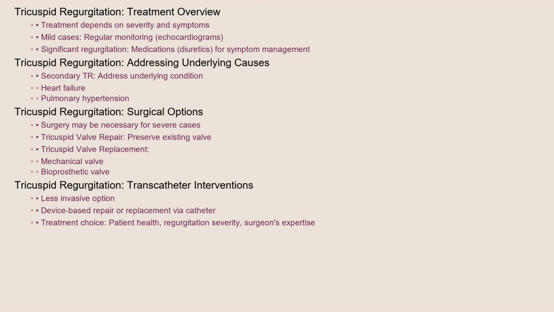If the tricuspid regurgitation is secondary to another condition, such as heart failure or pulmonary hypertension, addressing the underlying condition is crucial. In some cases, surgery or a transcatheter procedure to repair or replace the tricuspid valve may be necessary. Surgical options include tricuspid valve repair, which aims to preserve the patient's own valve, or tricuspid valve replacement with either a mechanical or bioprosthetic valve. Transcatheter tricuspid valve interventions are less invasive and involve placing a device to repair or replace the valve via catheter. The choice of treatment depends on the patient's overall health, the severity of the regurgitation, and the surgeon's expertise.